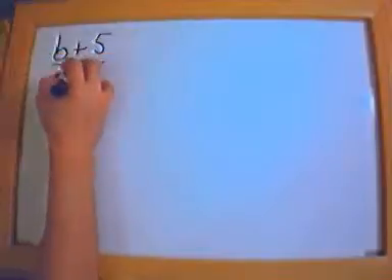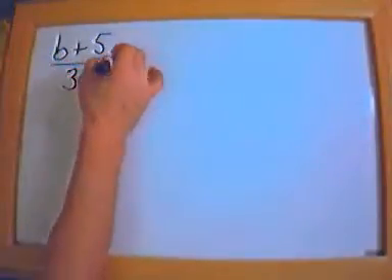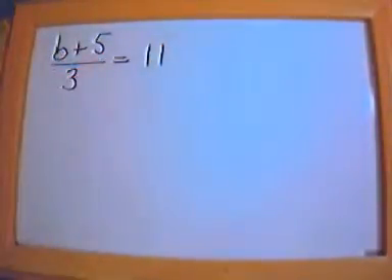Okay, let's do this one. This is kind of an interesting one. Let's say I've got b plus 5 over 3 is equal to 11. Now this is a little bit different than what I've done so far, but the goal is the same: get b by itself. Now notice the order in which we would do this if we were using our calculator.